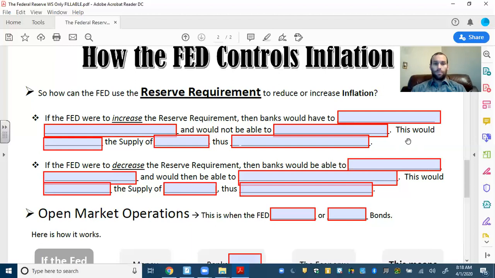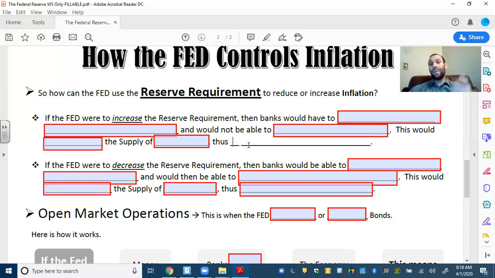Okay, so they would not be able to loan as much out. This would decrease the supply of money, thus decreasing inflation. So a higher reserve requirement means the price level or inflation rate would decrease.